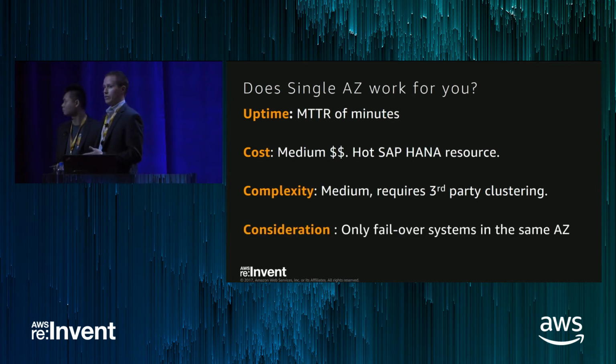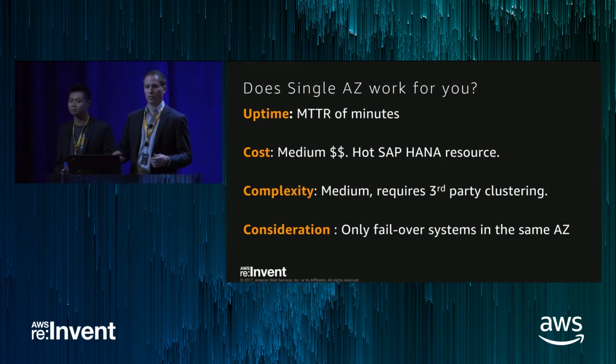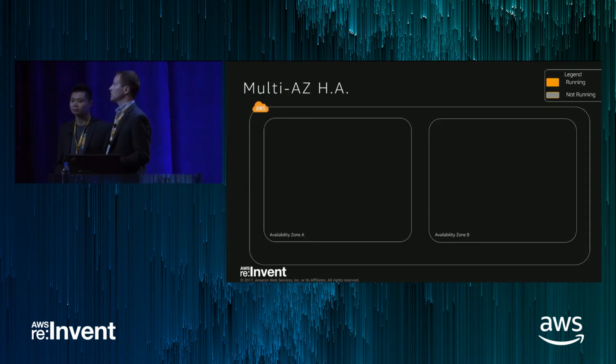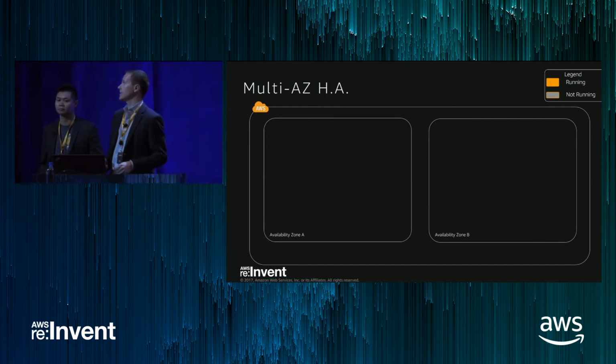And then the consideration here is, like we mentioned in the start of the talk, this is in the same AZ, so it's not following a well-architected review. Maybe that's not important to you. Maybe you have other costs, or maybe you have other things that are higher priority, but certainly it is an option that we've seen out in the field. And then the last piece, right, the Ferrari solution. This is the multi-AZ HA solution.